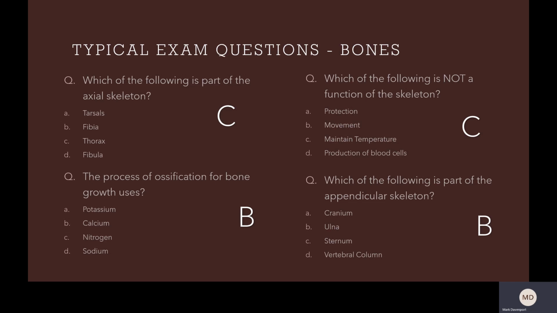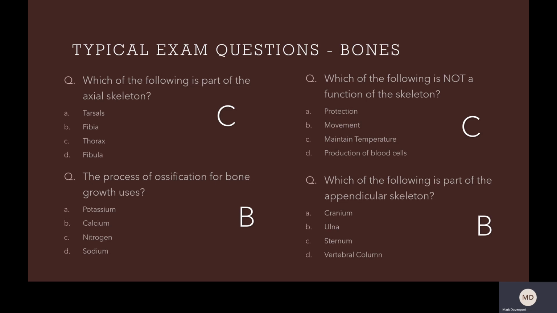Which of the following is part of the axial skeleton? Again, pause this if you want to have a little go at this point. But that answer is C, so it's the thorax. The process of ossification for bone growth uses calcium, and that is B. So remember, calcium and bones are very closely linked.